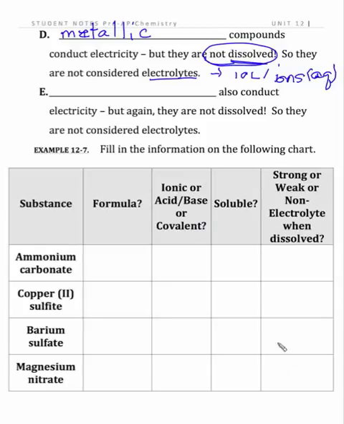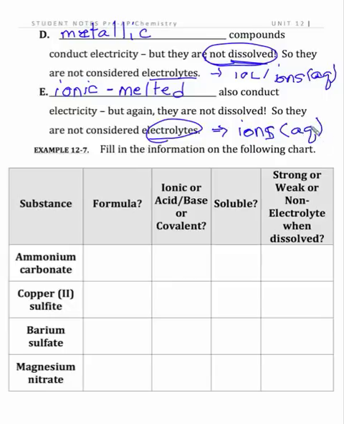Okay. Now, there are other substances that conduct as well. We have ionic substances that are pure, but only when they're molten. So ionic compounds when they are melted, not solids, conduct electricity. But again, we're not talking about dissolved ions, so they're not considered electrolytes. Electrolytes means we're talking about ions that are also aqueous.